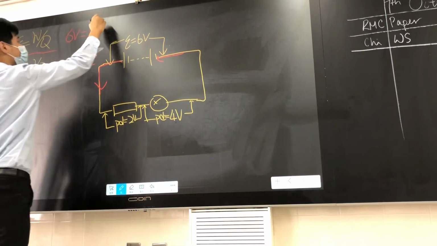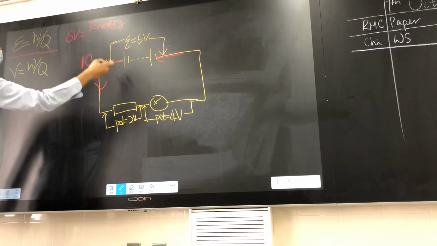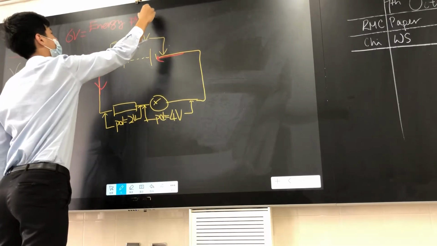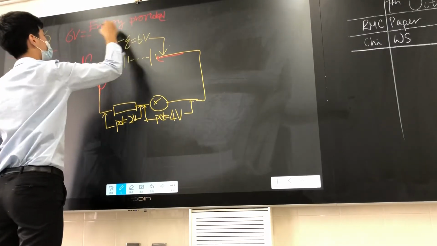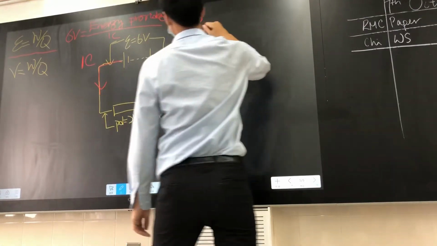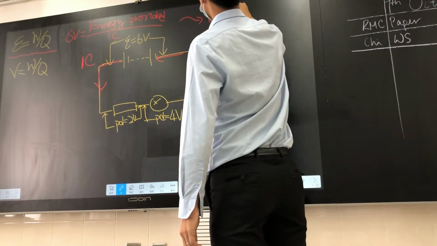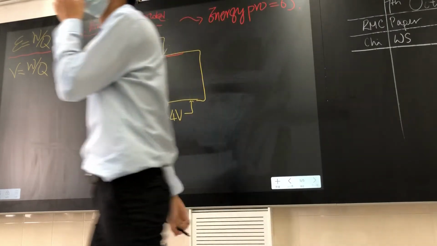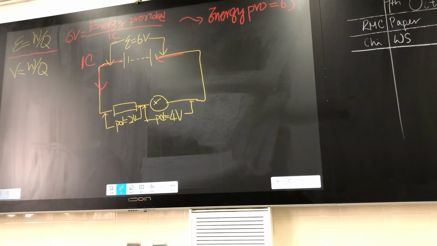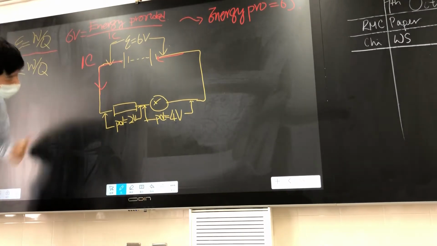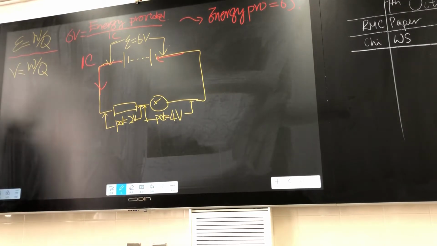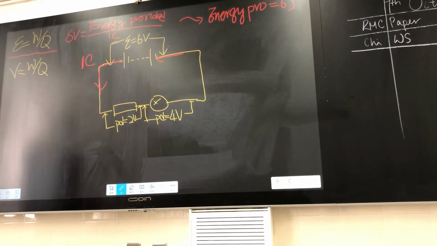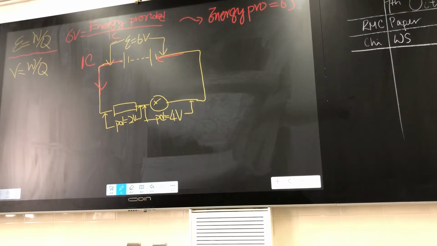Okay, so this energy comes from the battery. So this is the energy provided, over 1C. In other words, the energy provided is 6 joule. So I think no questions about the energy provided, right? Just use this equation, W equals V times Q. And it provides 6 joule, right? Which means the resistor and the light bulb should consume 6 joule as well.